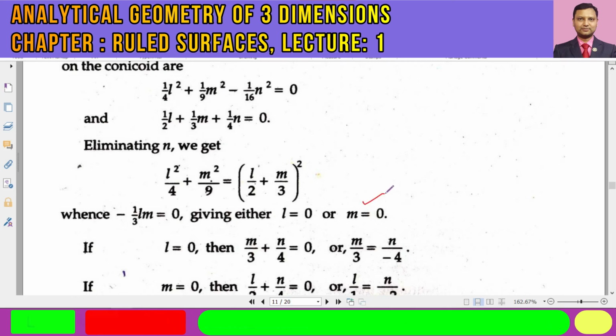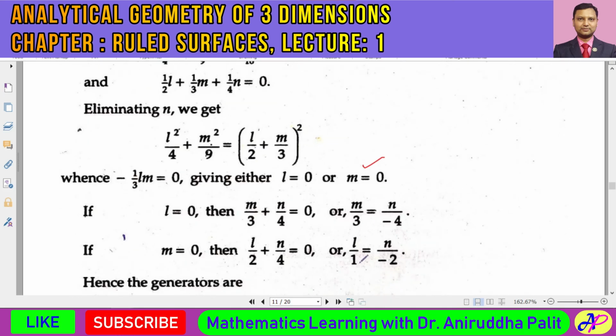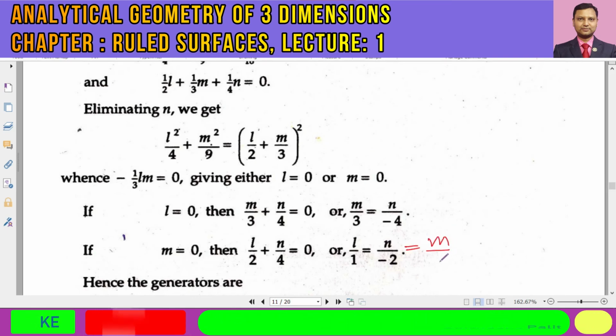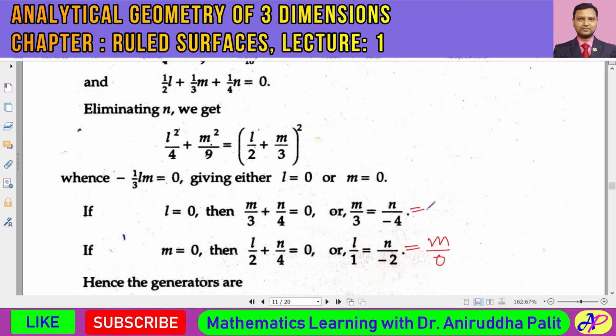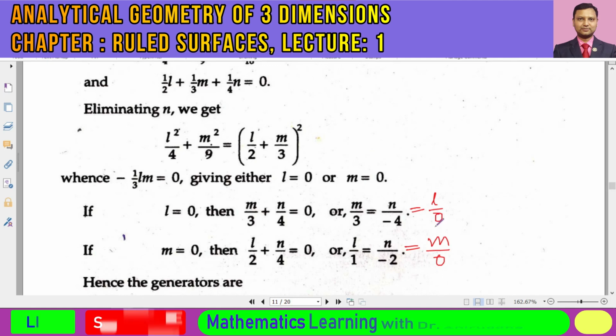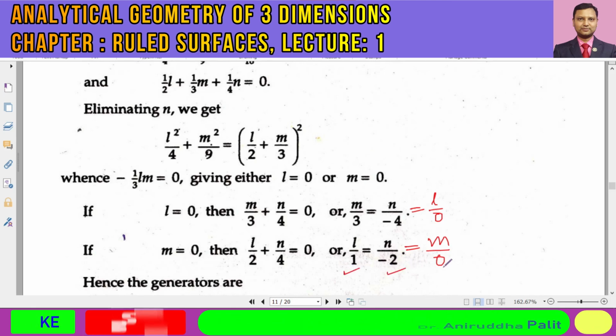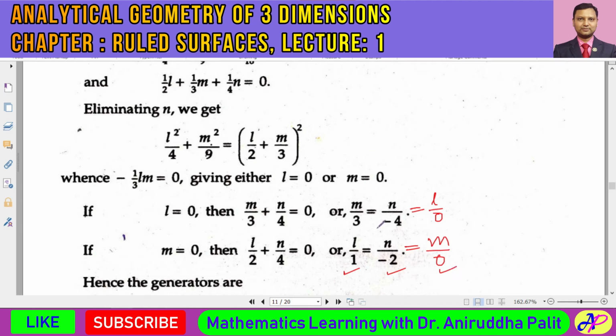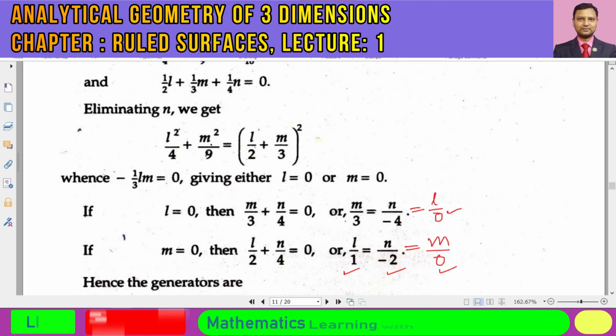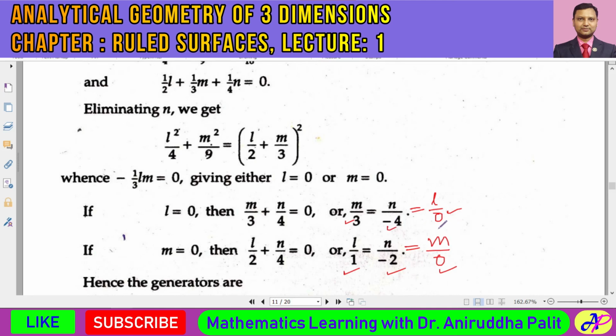Similarly, if M is equal to 0, we can again compute the values of L and N. We can write L by 1 is equal to N by minus 2, and that would be equal to M divided by 0. So we actually have two possible sets of values. One set is L is equal to 1, M is equal to minus 2 and N is equal to 0. Another set is L is equal to 0, M is equal to 3 and N is equal to minus 4. These are the two possible sets of values.